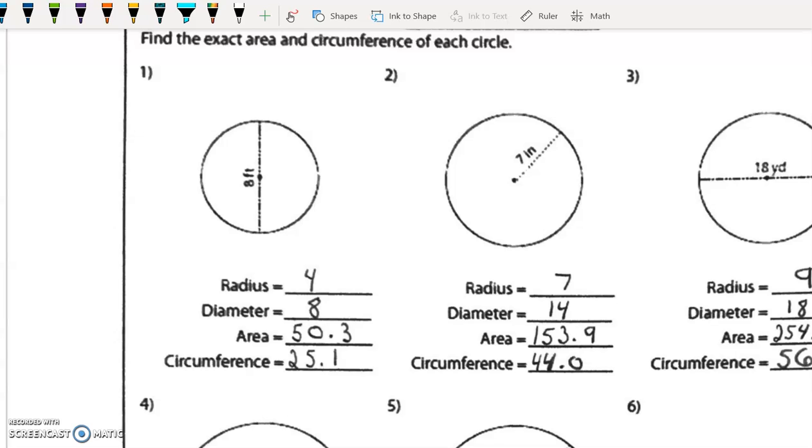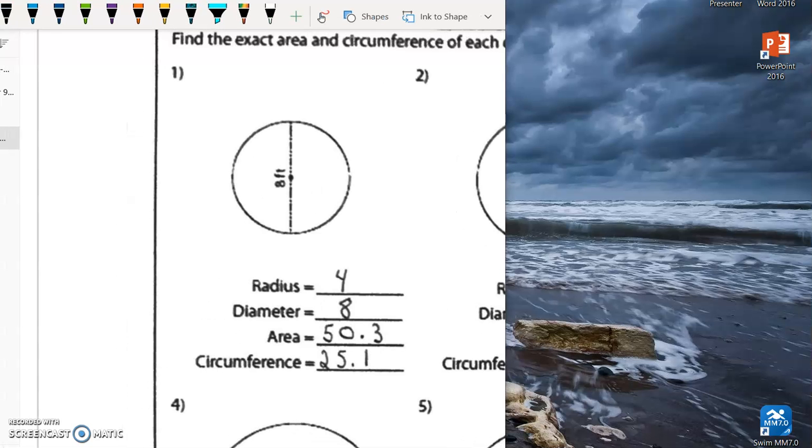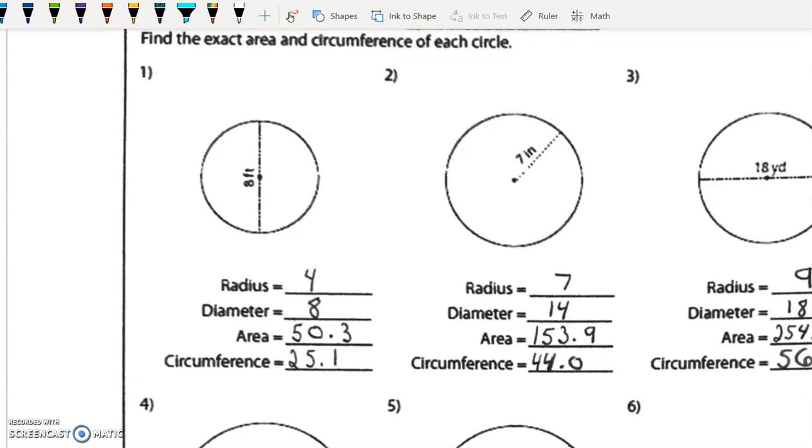Now, when you're looking at those two formulas, you will notice that the circumference formula asks you to use the diameter and the area formula asks you to use the radius. So in all of these cases, you are asked to find both the radius and the diameter because it helps you to find either the circumference or the area.